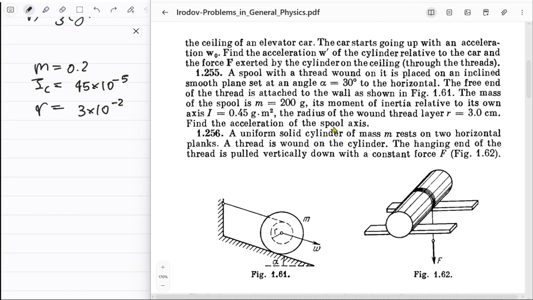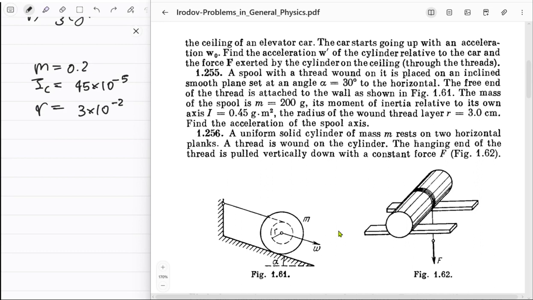Find the acceleration of the spool axis. The thing is, this doesn't have any friction, so even if this point is not stationary with respect to the surface, it doesn't really change anything. It's just rotating like that. No big deal. It's actually doable. What do you want? Find the acceleration of the spool axis.